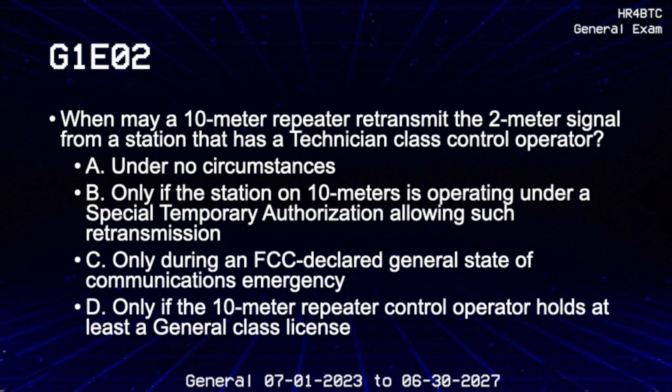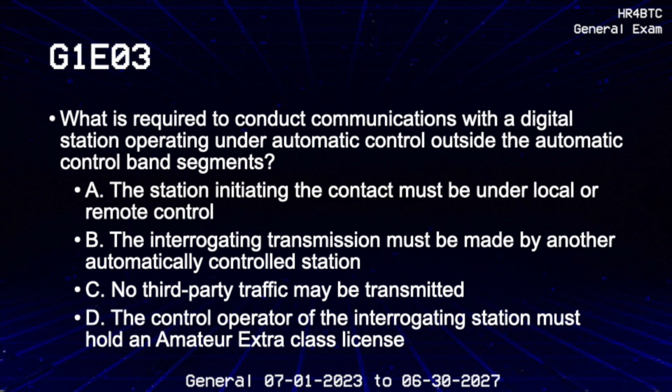When may a 10-meter repeater retransmit the 2-meter signal from a station that has a technician class control operator? Only if the 10-meter repeater control operator holds at least a general class license. What is required to conduct communications with a digital station operating under automatic control outside the automatic control band segments? The station initiating the contact must be under local or remote control.